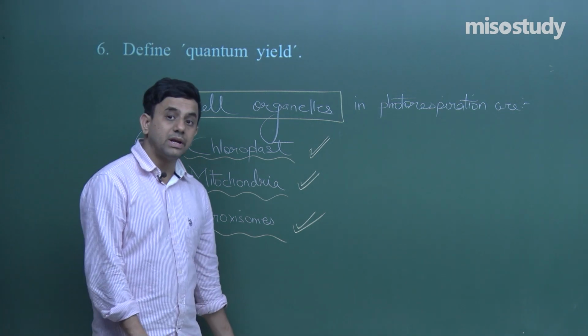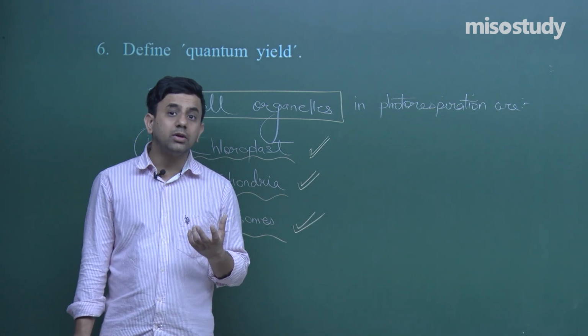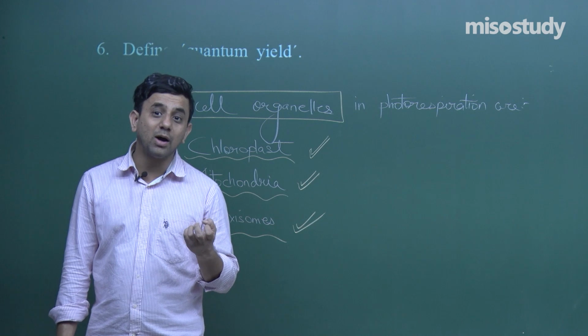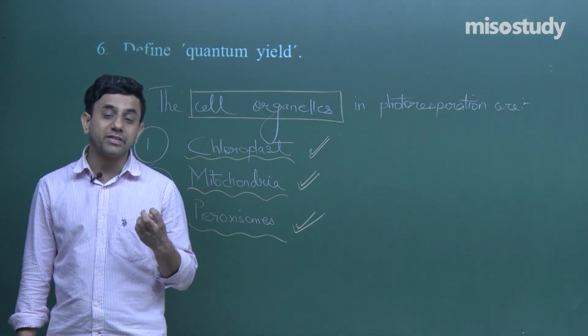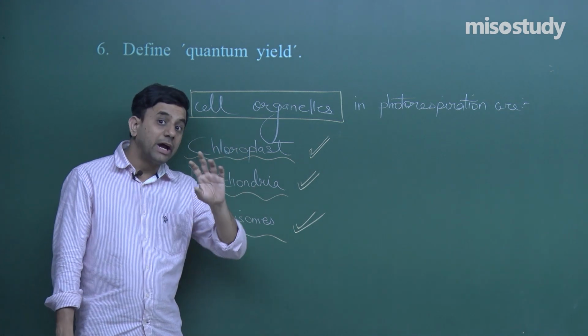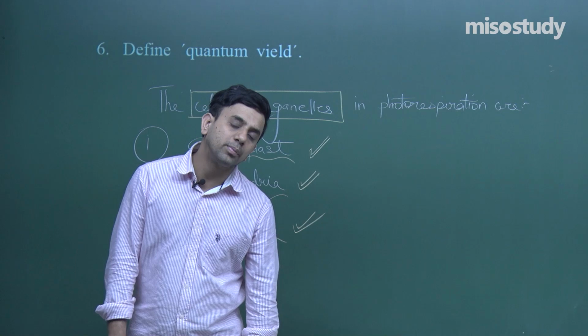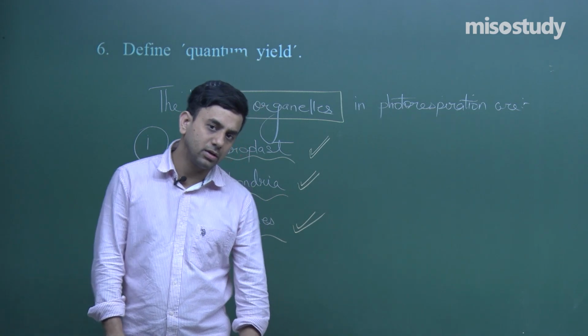Define quantum yield. Basically, quantum yield is how much is the productivity of photosynthesis. The word yield itself tells you. It's the amount of oxygen produced per quanta of light absorbed.